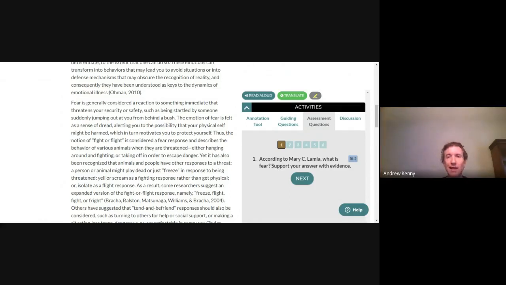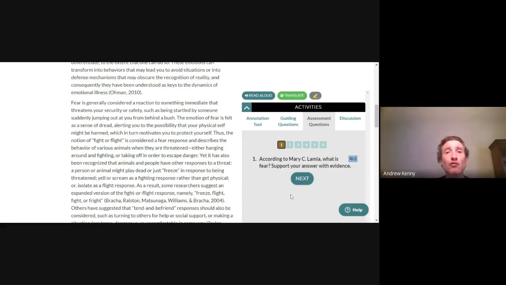Now, in this case, in The Complexity of Fear, the first one we're doing, the essay question is the first question. Most of the time, the essay question is the last question. But regardless of where the question is, you must answer it using the RACE format. So let's take a look at this question. It says, according to Maria C. Lamia, what is fear? Support your answer with evidence.